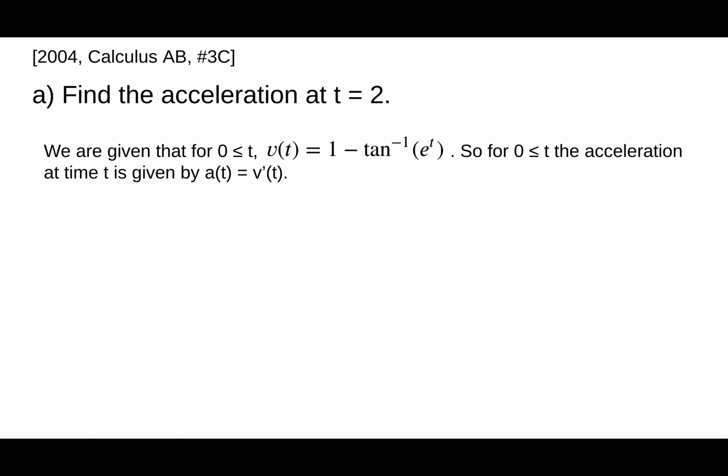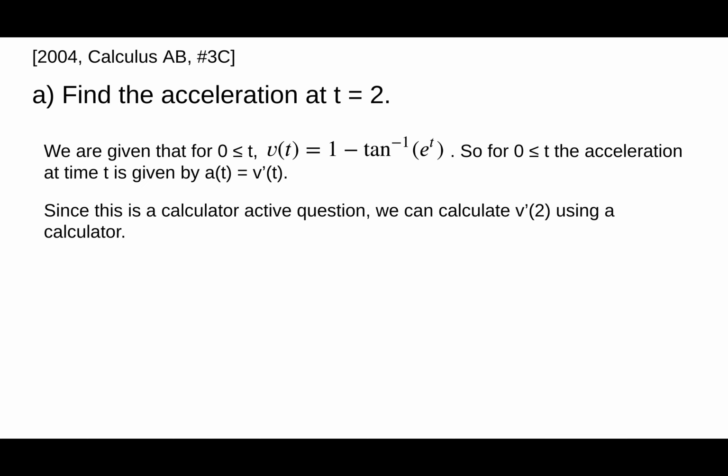Since we're given a function for the velocity of the particle, the acceleration at time t equals 2 would just be the value of v prime of t at t equals 2. So for t greater than or equal to 0, the acceleration at time t is given by a of t equals v prime of t. It's a calculator active question, so we can calculate v prime of 2 using a calculator. A of 2, which is equal to v prime of 2, is just negative 0.133.